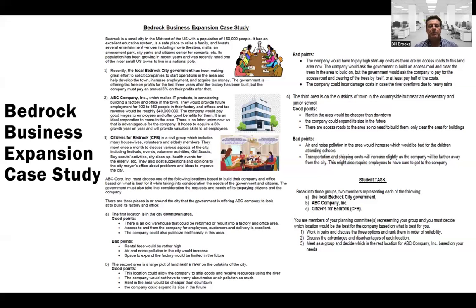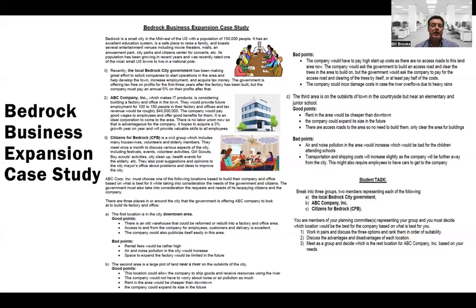So depending on the type of company that's trying to get into the city and the location, they're going to have a say in what happens. So you break up your students that way. You have 1 or 2 act as the Bedrock representative, 2 as the city representative, 2 as the ABC company representative, 2 as the Bedrock city representative, government representative, and finally your citizens group people as well. And there's basically 3 locations in the city that can be expanded into.